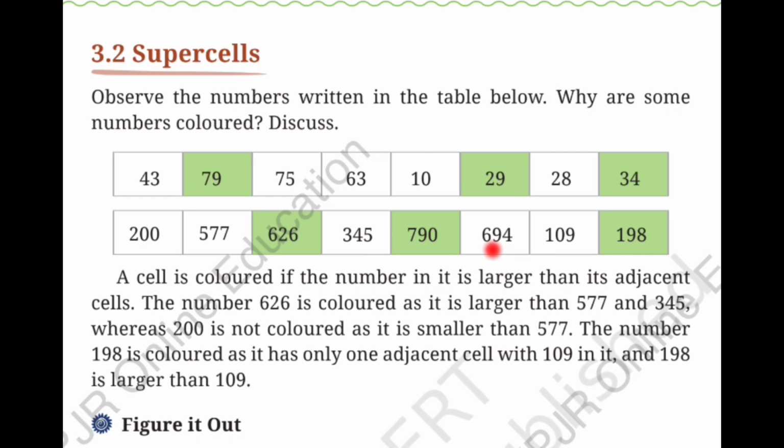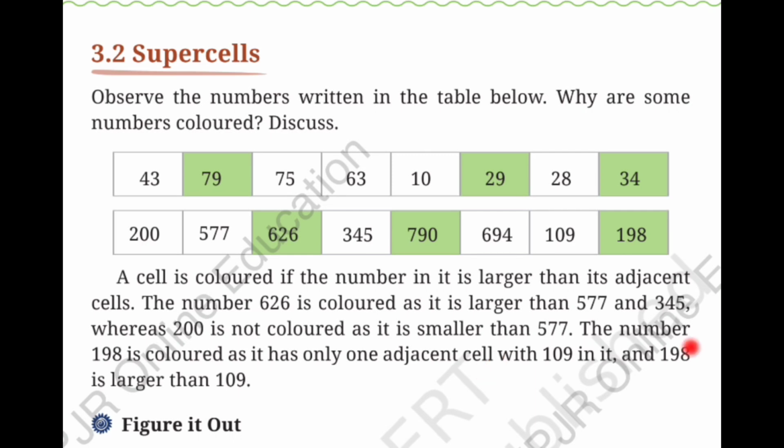Any doubt? So the cell is colored if it is larger than the adjacent cells. The number 626 is colored as it is larger than these two numbers. 200 is not colored. Why is 200 not colored? Though the adjacent number is 577, so it is greater. If it were lesser, they would have colored it. It is greater. That's why this 200 is not colored. Understood, ma?